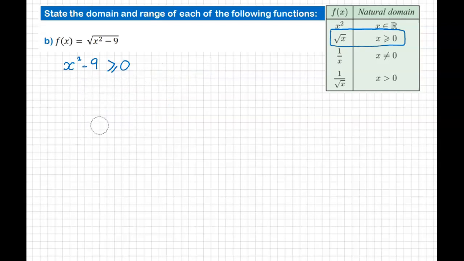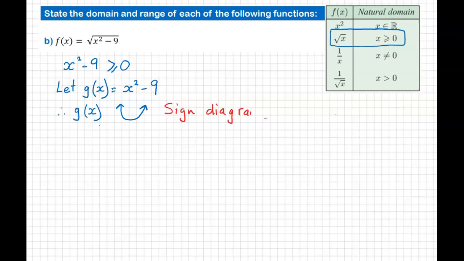Now, x squared minus 9 is a quadratic. We're going to call it g of x. What is the shape of this quadratic? Concave or convex? Well, convex. Now we must draw a sign diagram to see when that is positive. To be able to draw a sign diagram, we have to find when it's 0. So you solve that equation, and we end up with x being plus or minus 3.